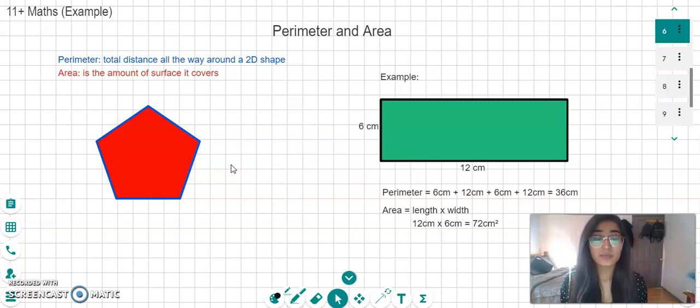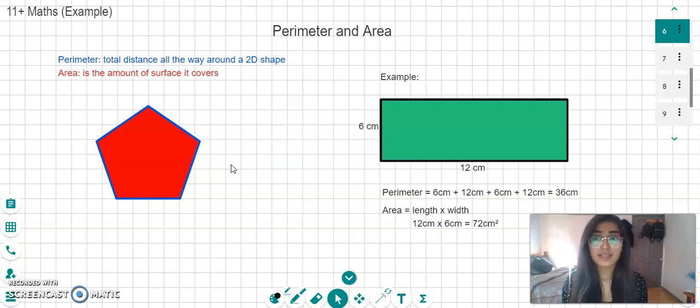For today's lesson, we're going to be focusing on perimeter and area, which is just one of the key numerical topics that you need to be confident with for the 11 plus exam. So we'll begin by defining each of the terms so we know exactly what it is that we're looking at.